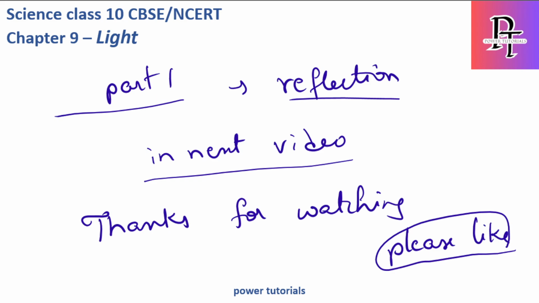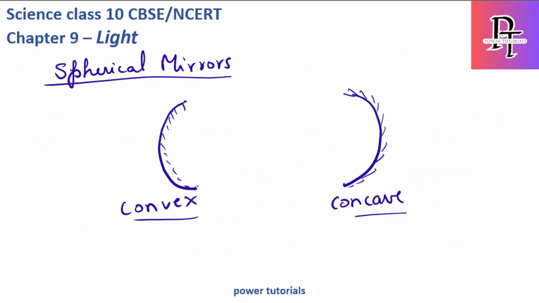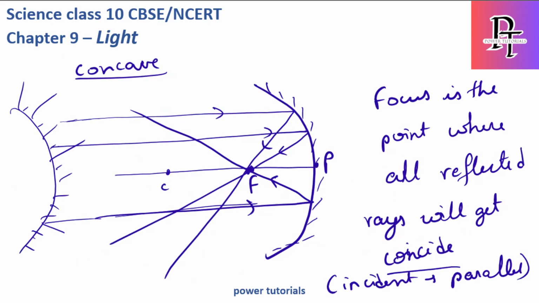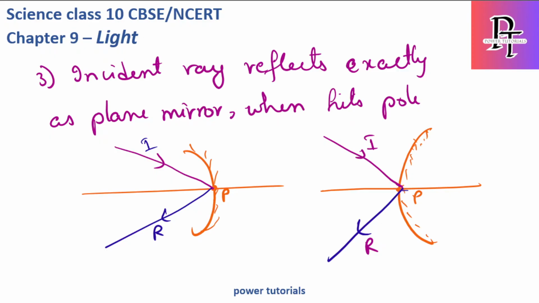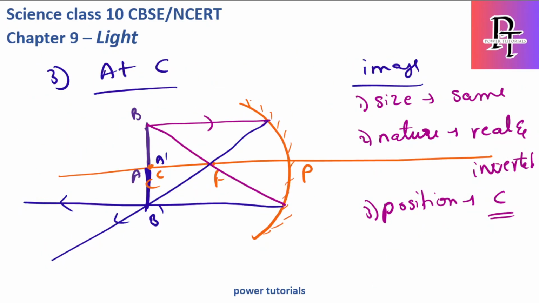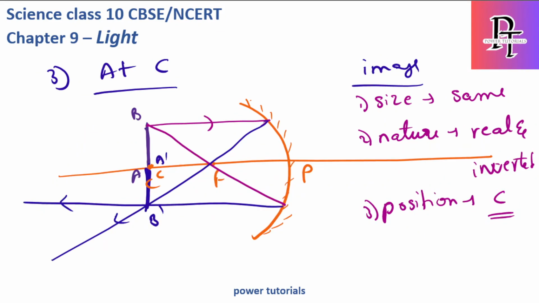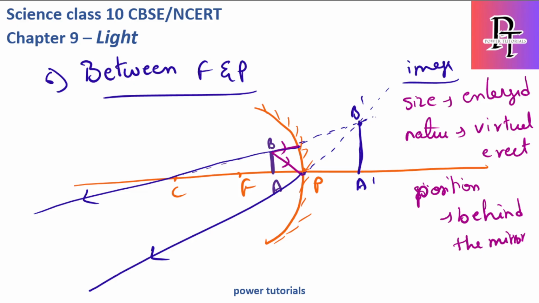Then I have explained in part 1 the laws of reflection, and I explained what convex and concave are in detail, and also we started with the terms of the mirrors like pole, what is focus, what is radius, what is focal length. Those we have covered. And then the 4 important points with respect to spherical mirrors for ray diagrams we have covered. And then we also started with the concave mirror, what images will get created when the object is placed at infinity, beyond C, at C, between C and F, at F, and also between F and P. All those we have covered for the concave mirror.